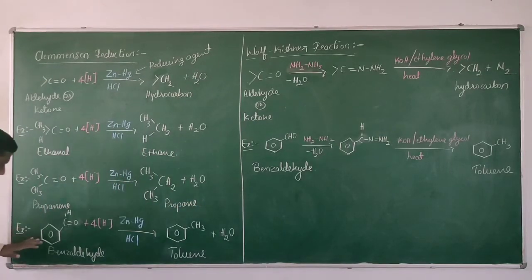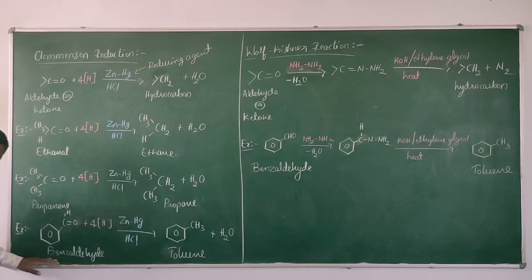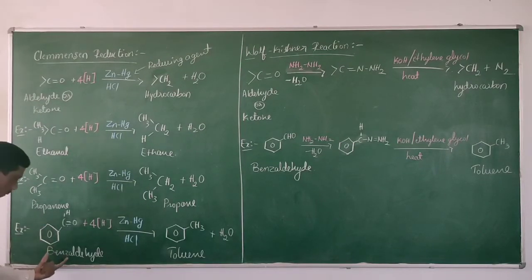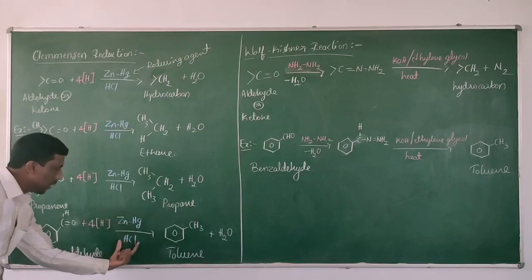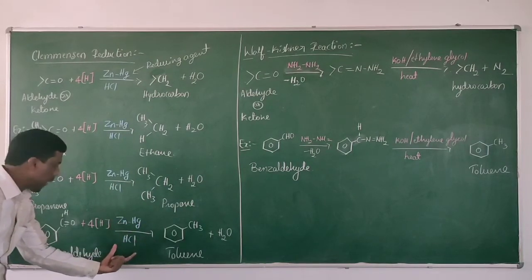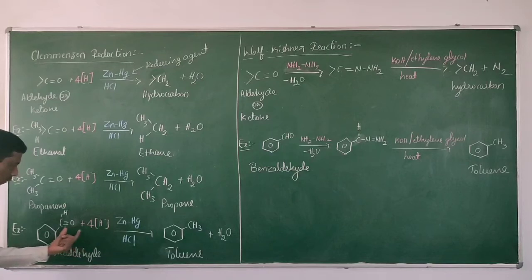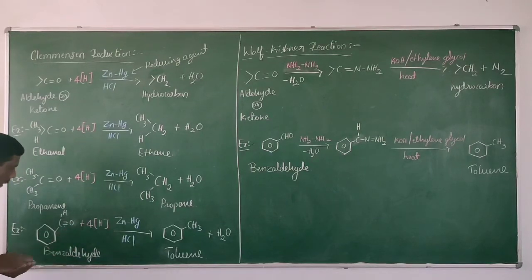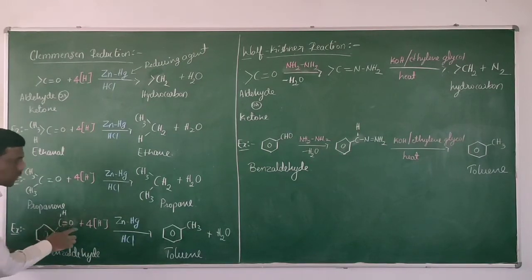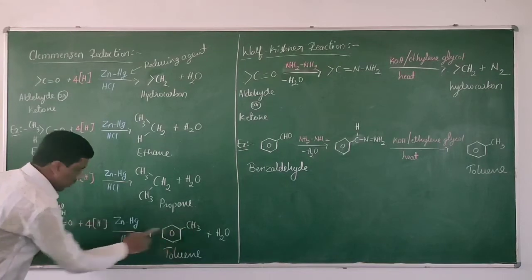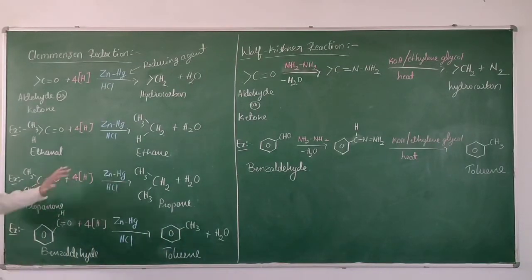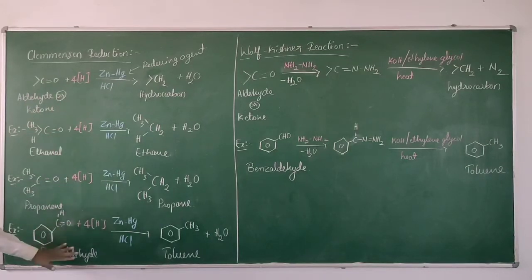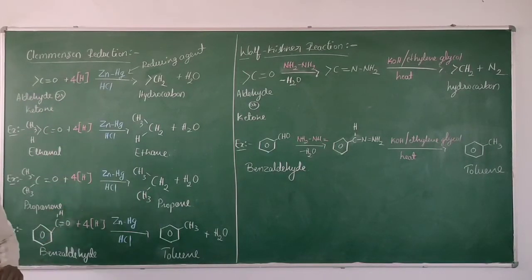Okay, students. Let us discuss the third example. Whenever benzaldehyde reacts with zinc amalgam in concentrated hydrochloric acid, reduction of the carbonyl group takes place. It means this O will change into 2 hydrogens. Okay, this is about Clemmensen reduction, by taking 3 examples.